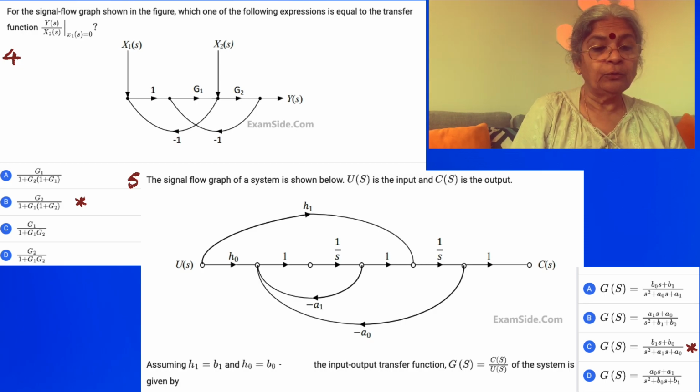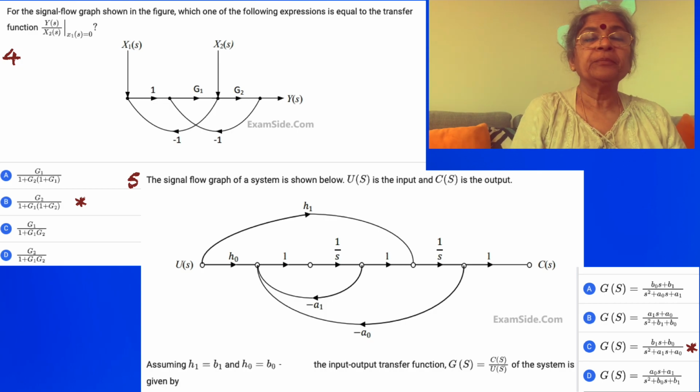Yes, we have another loop. It's starting from x2, -1, 1 and g1. So we are having another quantity which is g1. And we see that only B has g2 in the numerator, 1 plus, because both the feedback loops happen to be negative, so 1 plus g1 plus g1, g2. So you go for B. So this is the way that you are going to pick up the feedback loops in signal flow graphs.